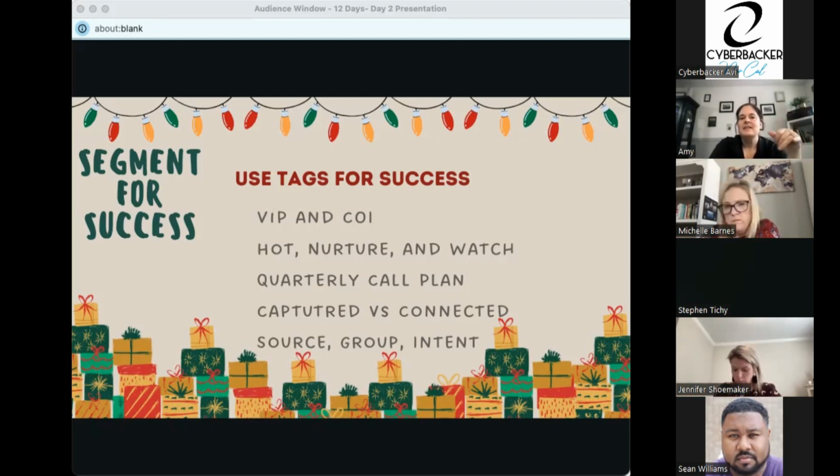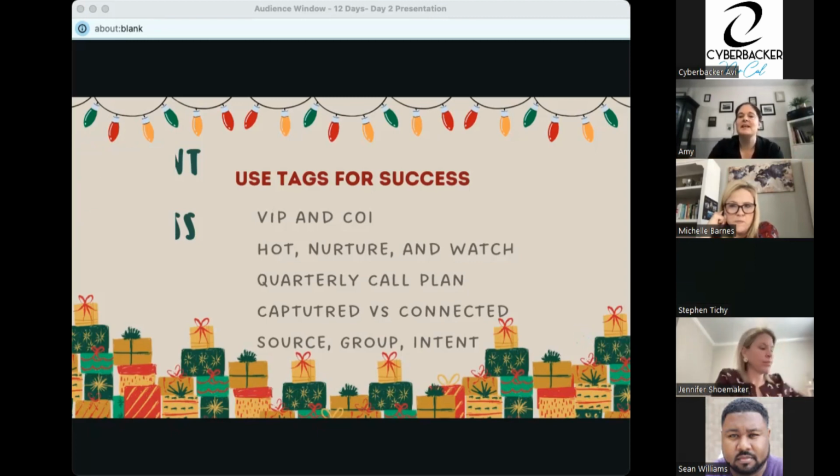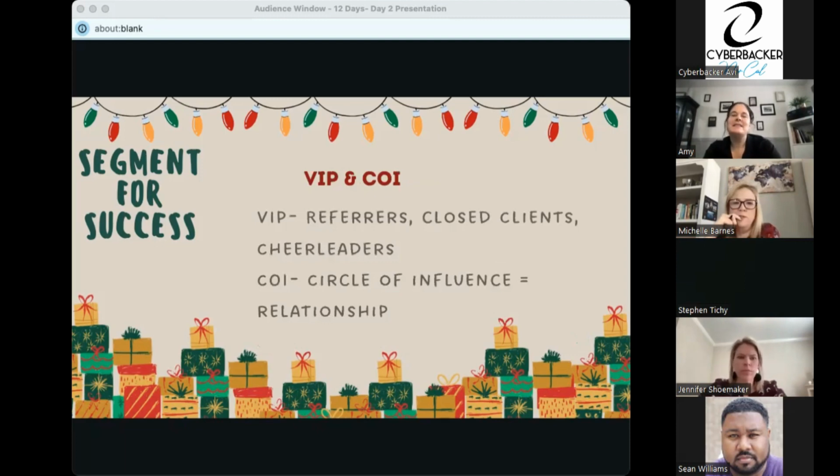So we're going to dive deeper into each of these categories, but we're going to make sure to tag our VIP and our COI. I'll go over that here in a minute. In addition to those VIP and COI tags, you're going to tag old leads with either hot, nurture, or watch, or some version of that. And then finally, you're going to make sure to tag or set reminders for your quarterly call plan. And you may also want to tag them with captured versus connected, where the lead came from, or what group do they belong to, and what is their intent. Okay, so there's lots of reasons to tag people, and people may have more than one tag. Okay, we're not limiting ourselves to one tag per contact. So let's dive into those VIP and COI tags.